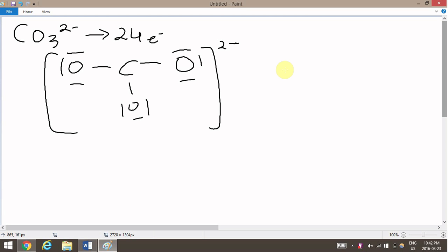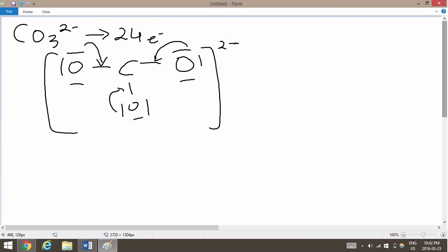But we have a bit of a dilemma, because all three of these oxygens can essentially donate electrons to make the carbon have a full valence shell. So how can we determine which oxygen donates that set of electrons? Well, that's a trick question, because the answer is that it can be any one of the outer oxygen atoms.